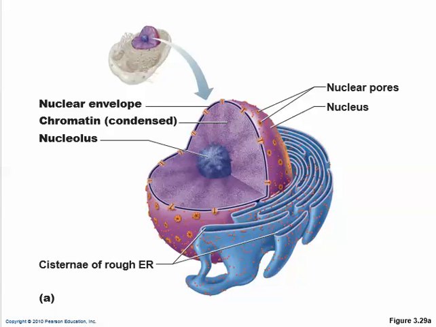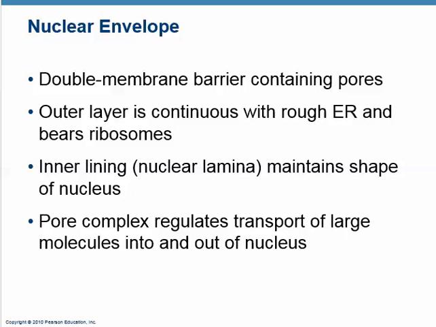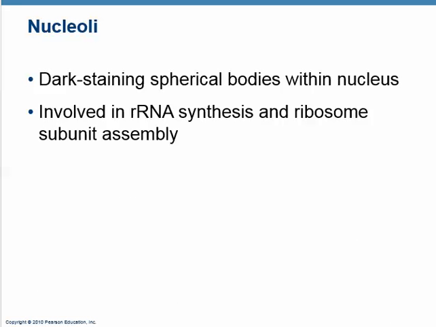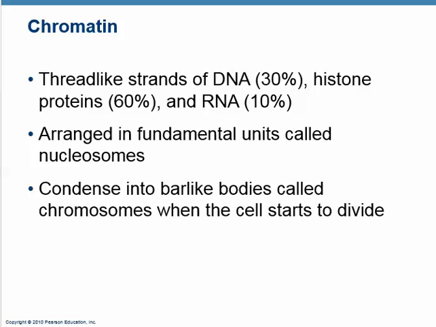The rest of the nucleus holds this stuff called chromatin. So the nuclear envelope I just talked about, it looks like that under electron microscopes. Nucleoli make ribosome subunit assembly. It's involved in making ribosomes. This is probably the most important thing.